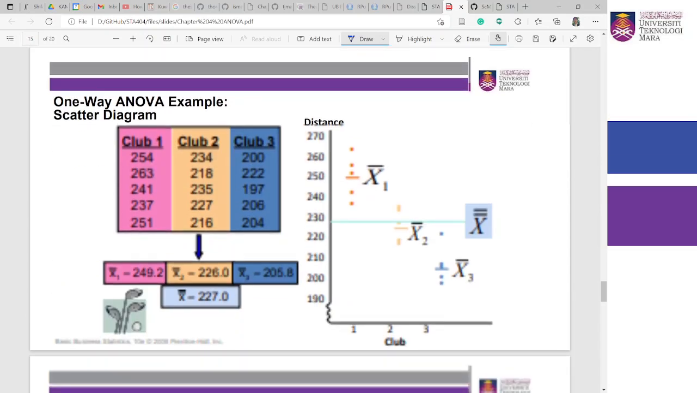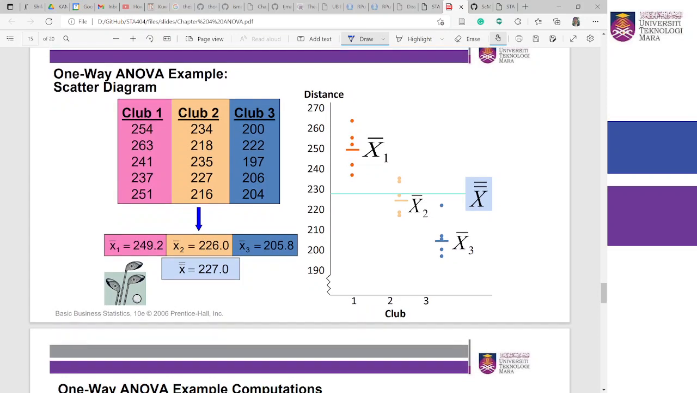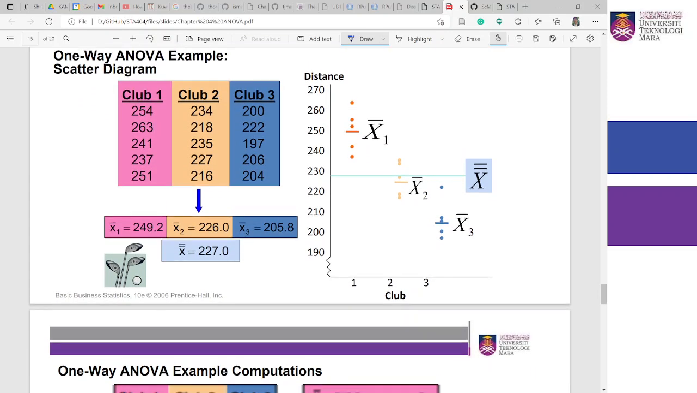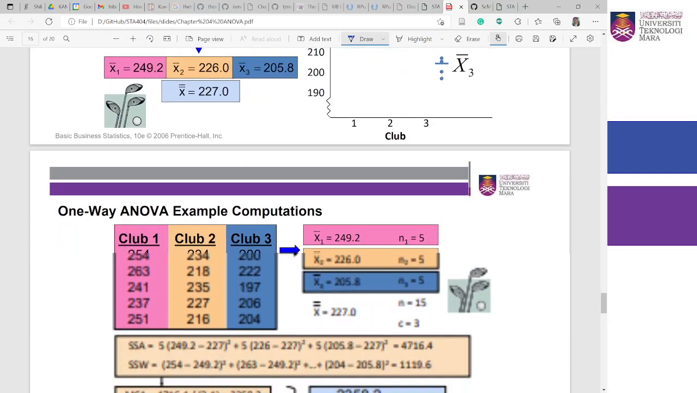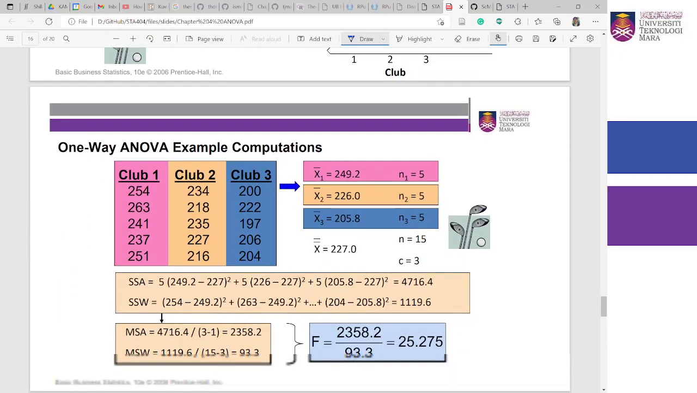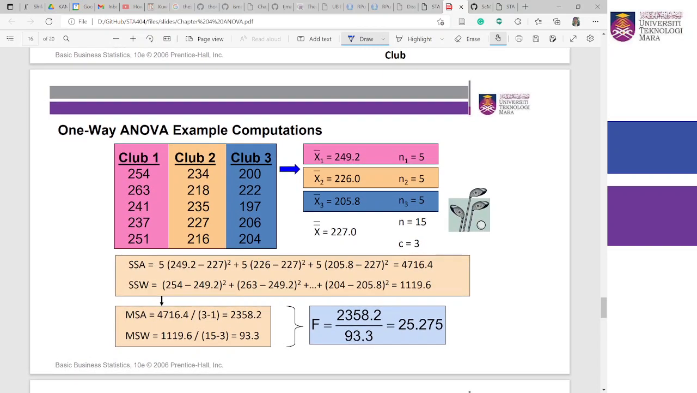So this is another way of calculating the ANOVA. So you have the mean and then the variance and also the mean for each group and the grand mean. Okay, so and then you calculate the SSA. So this one is SSA dengan SSW. So samalah SSB dengan SSW.